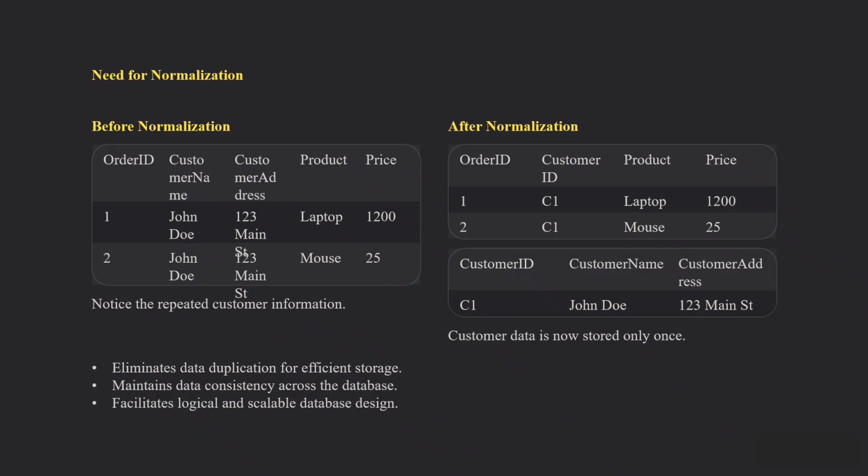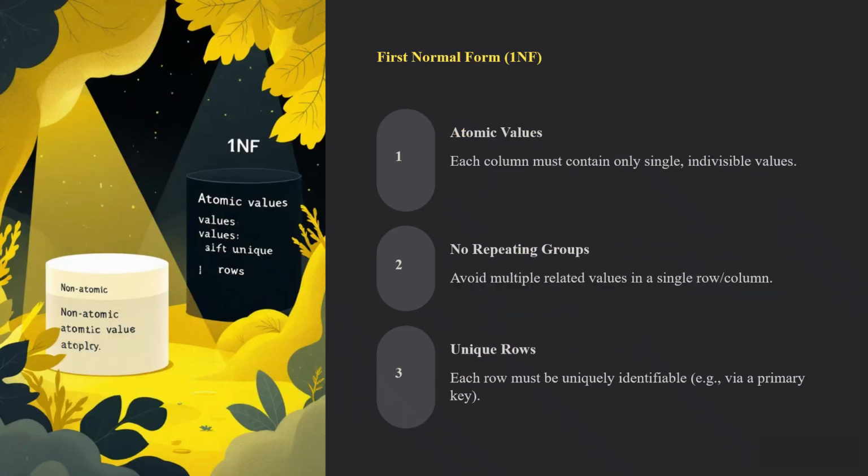Need for normalization. In this picture we can see the table before normalization and after normalization. Before, the table has order ID, customer name, customer address, product and price. Normalization eliminates data duplication for efficient storage, maintains data consistency across the database, and facilitates logical and scalable database design. After normalization, we have order ID, customer ID, product and price.